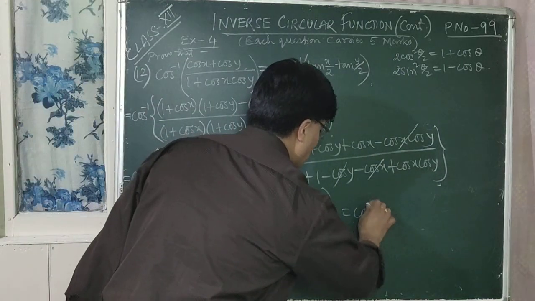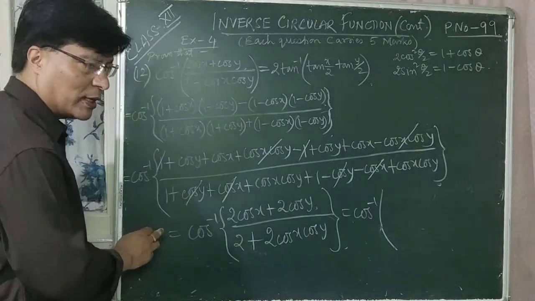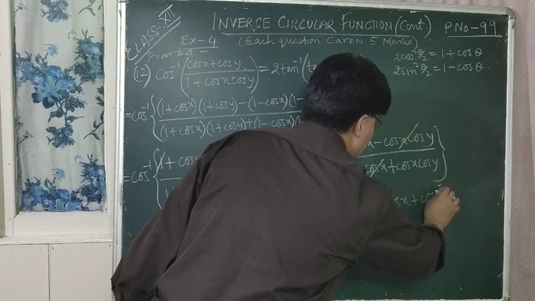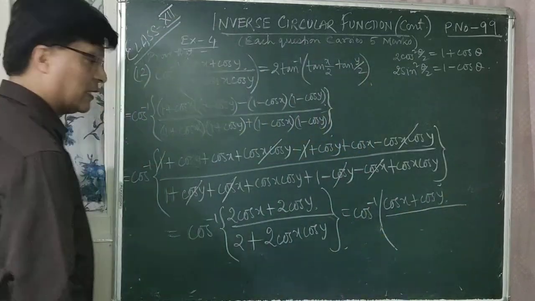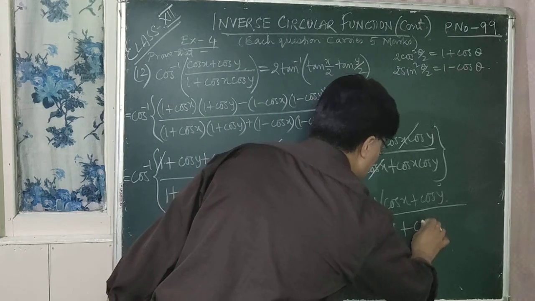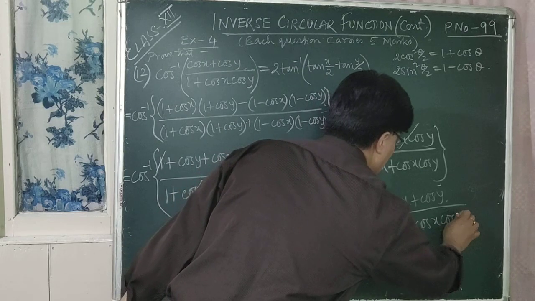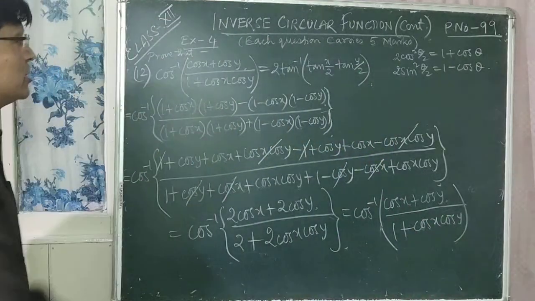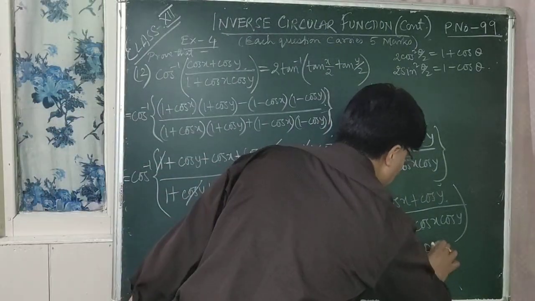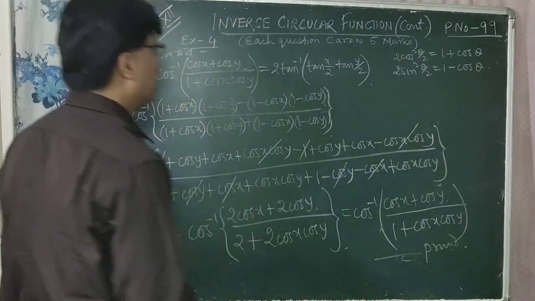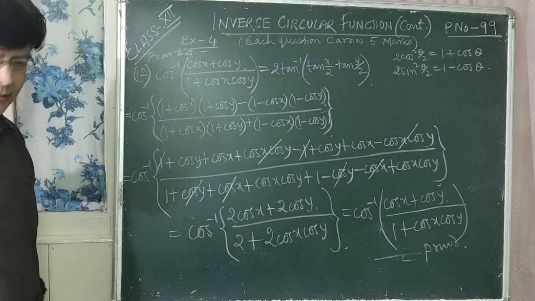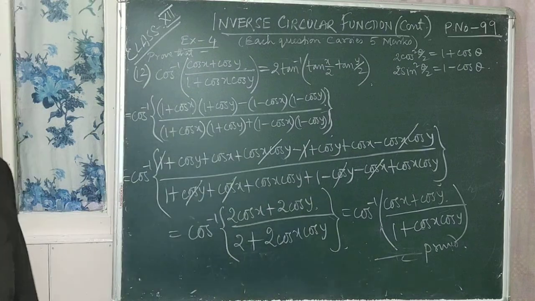So which is equal to cos inverse within bracket, what can you write? It is cos x plus cos y, this whole divided by, in the denominator what do we write? 1 plus cos x cos y. So which is equal to left hand side. So we have proved this RHS is equal to LHS. So I think you have understood it. So you can copy it. We'll do the next question now.